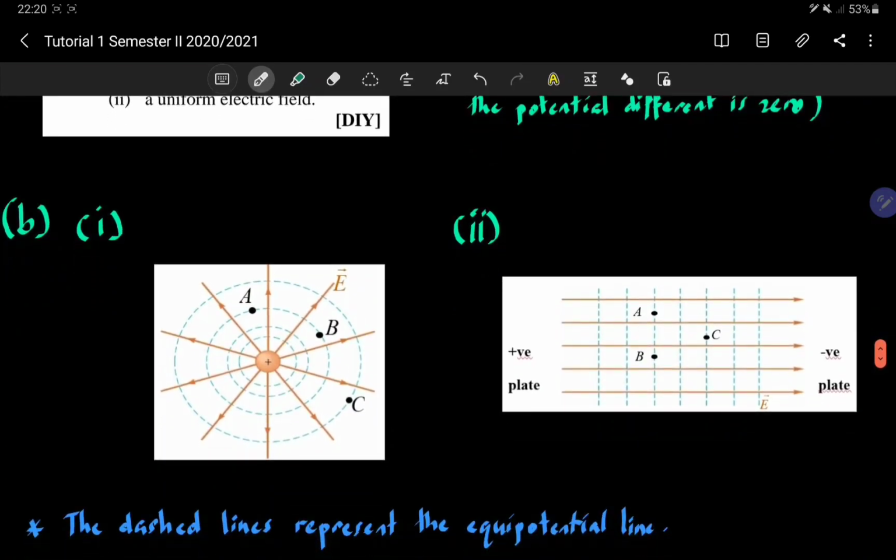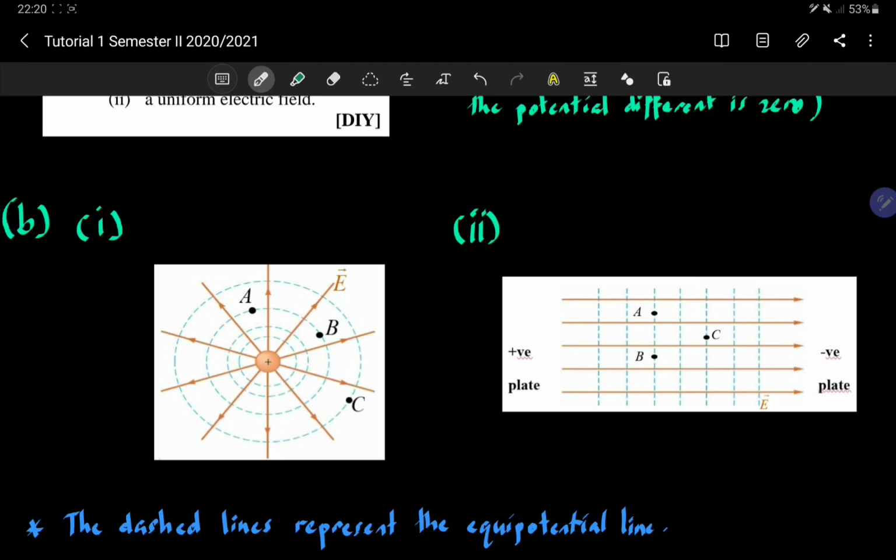By giving you a positive isolated charge, as we know the direction of E is just outward, so the orange line here represents our electric field. The dotted blue line here now represents our equipotential lines or surface. For this we call it a surface.